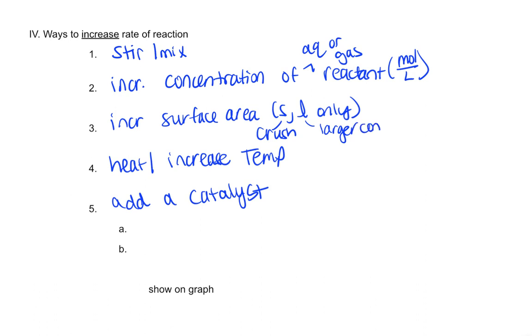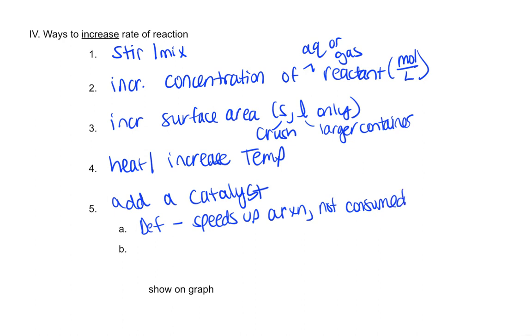Just so that there's more surface area exposed. And then you can increase the temperature or heat something, and then you can add a catalyst. So the definition of a catalyst: it speeds up a reaction, which is why we're adding it, but it's not itself consumed, so it's not a reactant. So it remains generally unchanged even as the reaction proceeds.